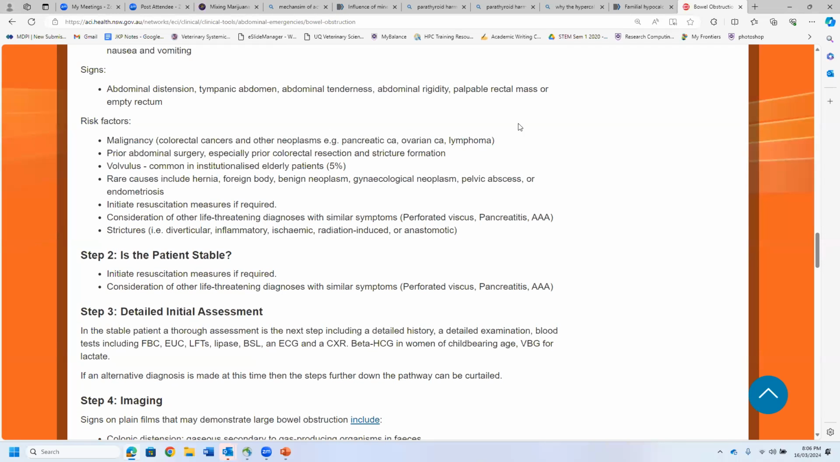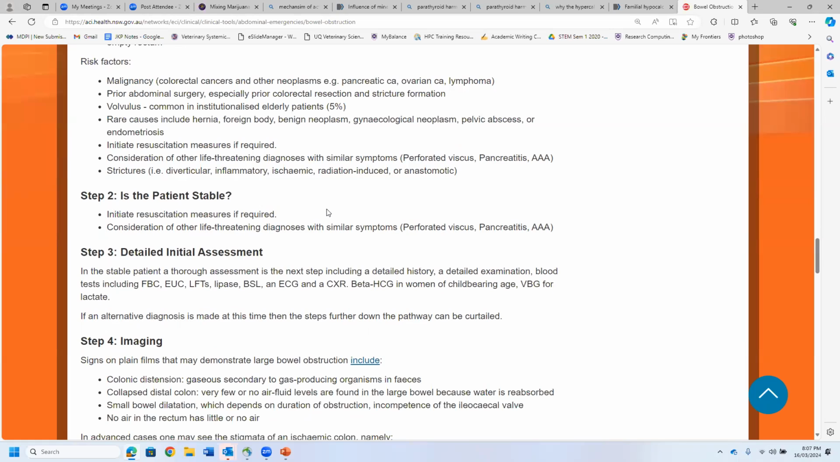Risk factors: malignancy, highest risk factor; previous surgery leading to adhesions; volvulus, very common in elderly patients who are bedbound or institutionalized, meaning they live in nursing home care. Rare causes are hernia, foreign body, endometriosis. So what we do is that we also exclude the life-threatening conditions like perforated viscus, pancreatitis, and AAA, which is abdominal aortic aneurysm. So how do you exclude that?